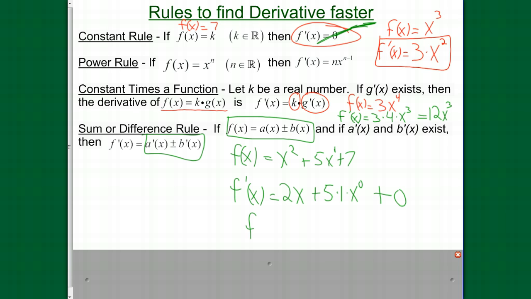So f prime of x is 2x. 5 times 1, x to the 0 is just 1, so we got plus 5. Plus 0, we don't need that. That would be our derivative, 2x plus 5. Okay.